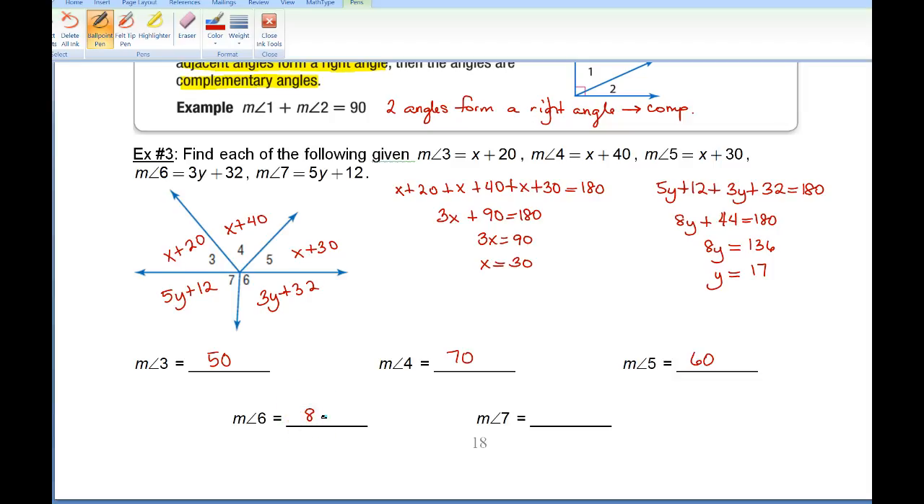83 degrees. 83? For angle 6, and then angle 7? Is 107? Wait, that's not right. Doesn't make sense. Uh-oh. They should add up to 180. I got 97 for angle 6. Oh, I know what I did wrong. I did 3y instead of 5y. Oh, okay. But you got the 17, so just, yeah. I did the same thing.